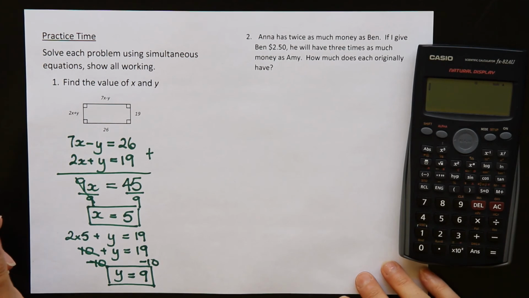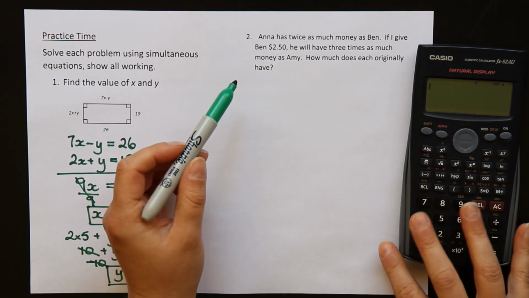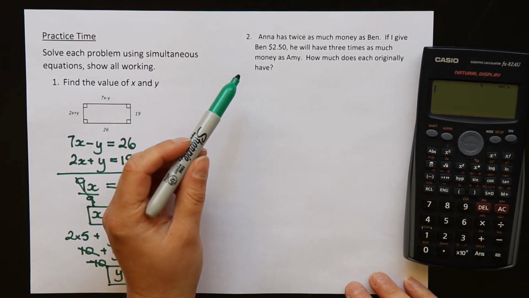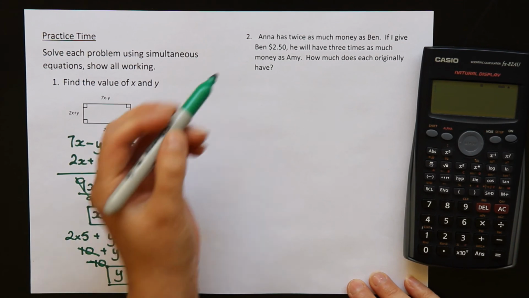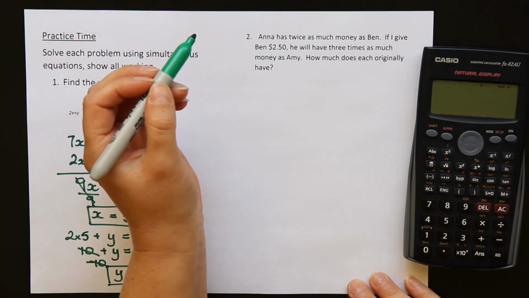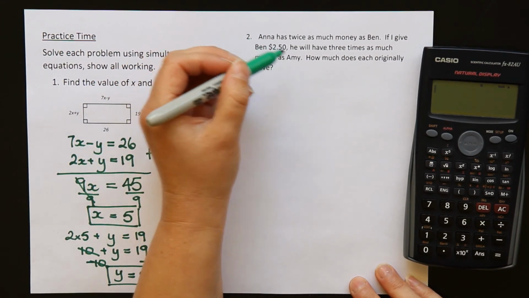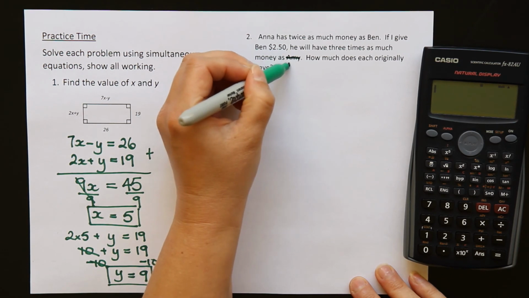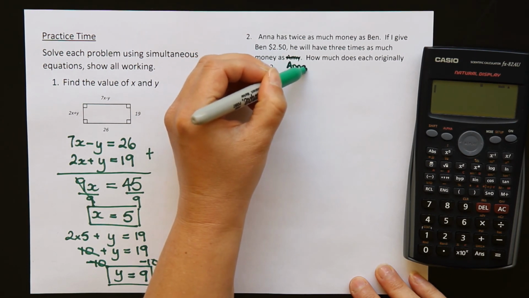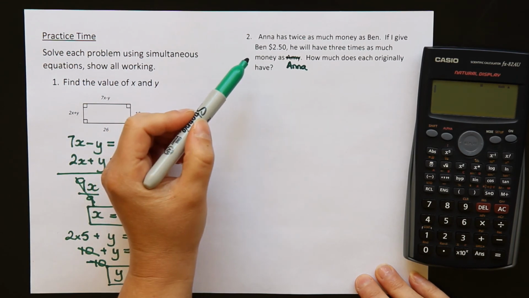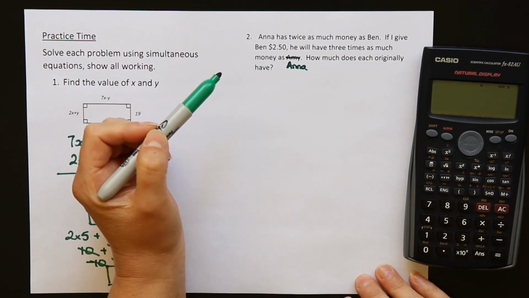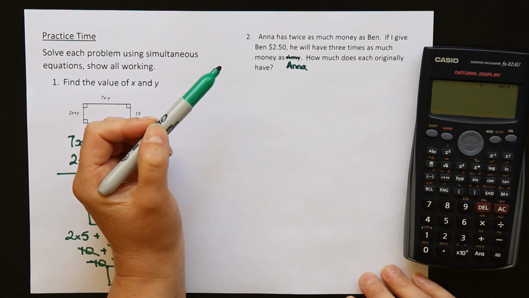Let's have a look at question 2. Anna has twice as much money as Ben. If I give Ben $2.50, he will have 3 times as much money as Amy. Oh dear, different name. How much does each originally have? We better make those the same name. This is meant to be Anna. Okay. Sorry about that little typo there. Okay. So he will have 3 times as much money as Anna. How much does each originally have?